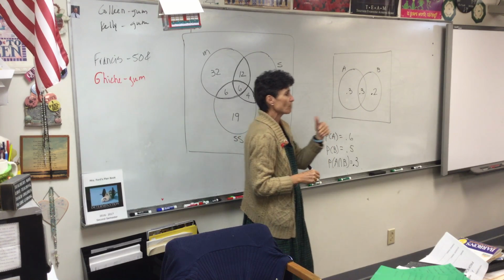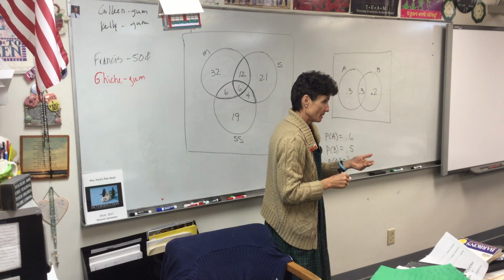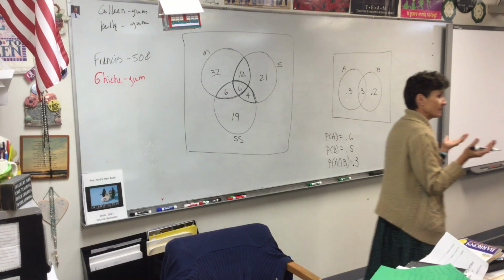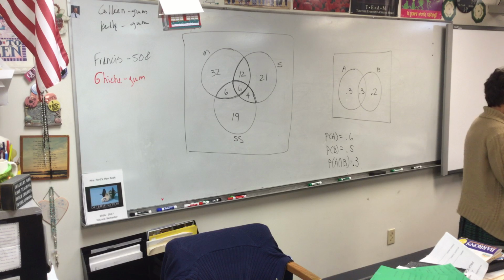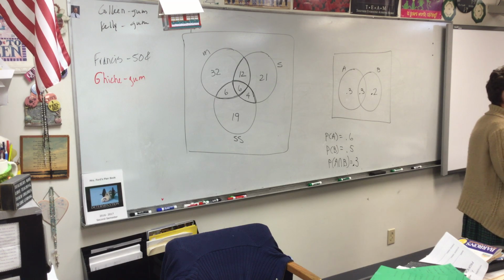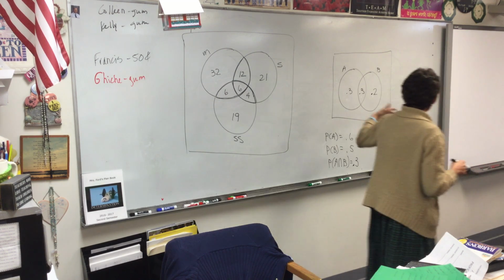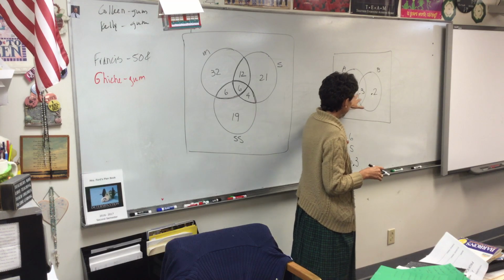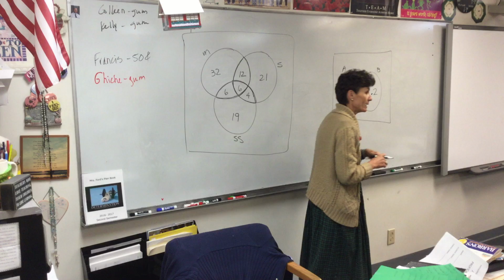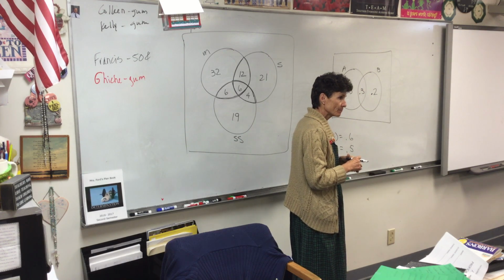All right, this is a probability problem. What do you know about the total probability of any event? It has to add up to 100% or 1, right? That makes sense to everybody? So look at the probabilities represented here. What do these add up to? 0.8. What does that mean?